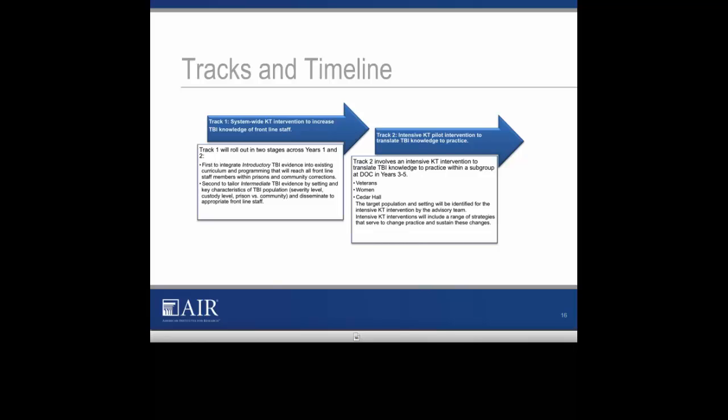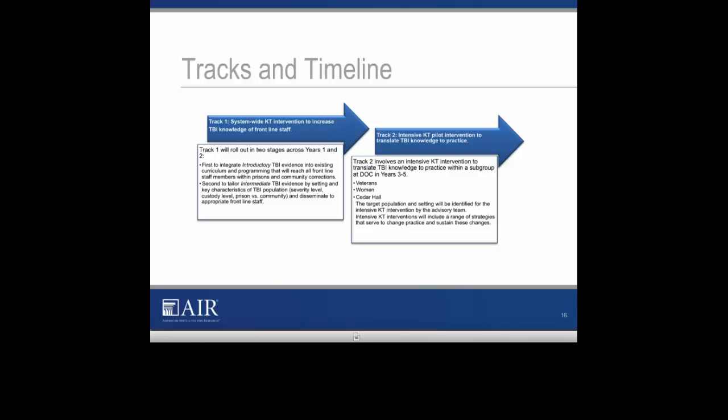And then in the second part of the project, we hope to implement an intensive KT pilot intervention in probably one primary facility, and we haven't firmly decided where that will be, but there are veterans pods, they're called, so areas in the DOC where only veterans are incarcerated. There's a women's prison, and there's also an area called Cedar Hall, and it is an area that focuses on individuals with developmental disabilities and moderate to severe TBI.